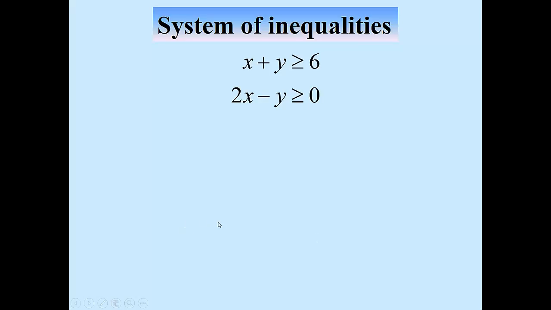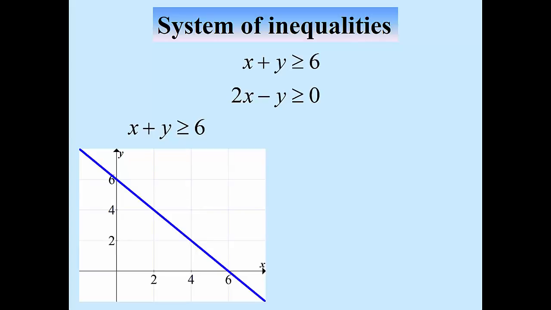Finally, we're going to take a look at the system of inequalities. And all that means is just draw the graph of each one individually. The first one would be a straight line that goes through 6 on the x-axis and 6 on the y-axis, and it'll be a solid line. We need to decide which side of the line to shade. If we try a point like 0, 0, 0 is greater than 6 is not true, so we want to shade the top side of the line.